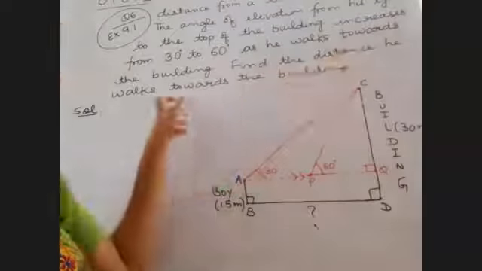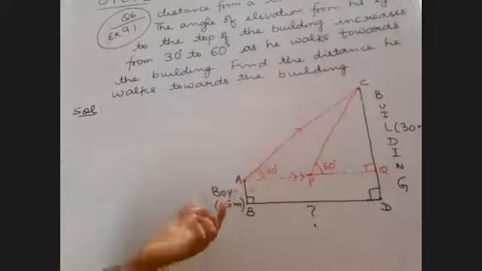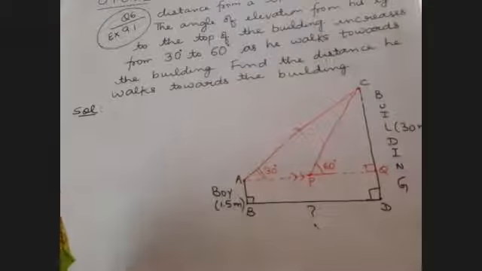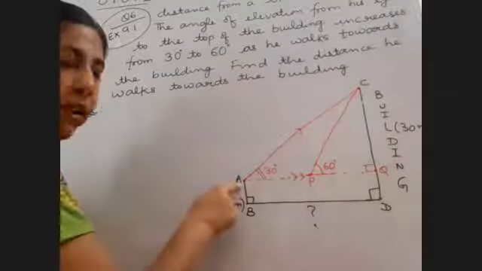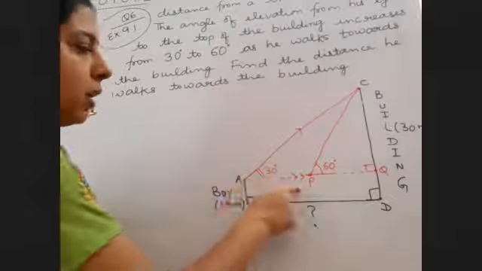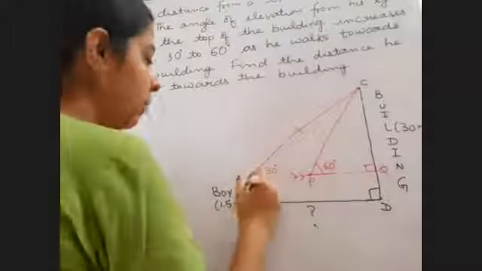Find the distance he walks towards the building. What is the distance he is walking towards the building? AP. He was here, and he has walked up to this place. So we have to calculate AP.